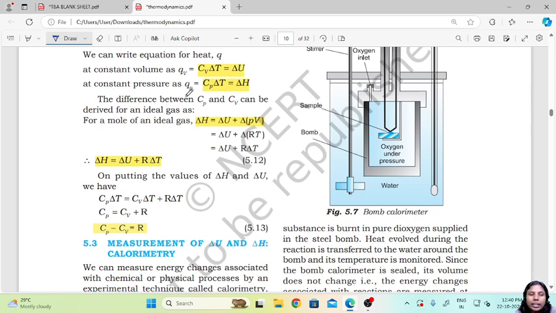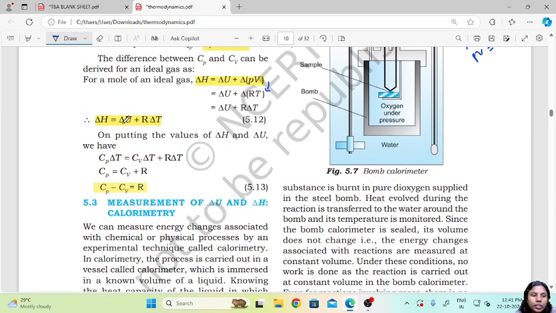Now if we want to find the difference between Cp and Cv, we can derive it using the ideal gas equation. So for 1 mole of an ideal gas, delta H equals delta U plus delta (PV). Now this PV, we know from the ideal gas equation itself, PV equals nRT. So here if we consider n as 1, we know that PV equals RT. So that you have to substitute over here. Then delta (PV) will be equal to delta (RT). Now if we open up this bracket, we'll have delta (PV) equals R delta T. So delta H will be in short equals delta U plus R delta T.